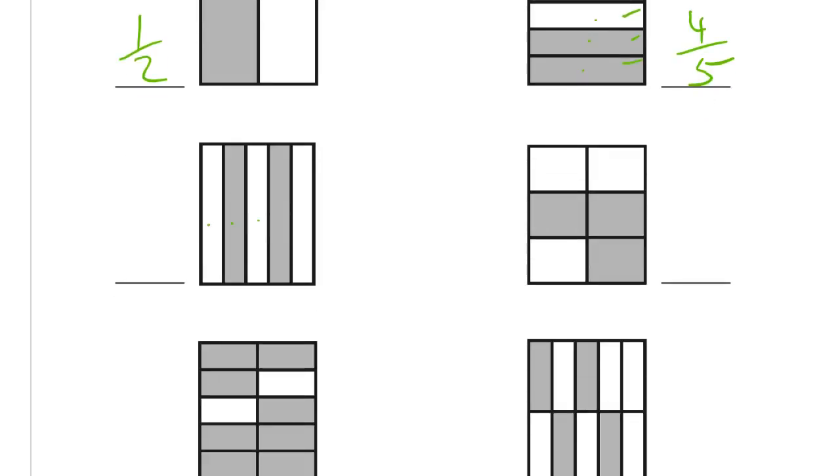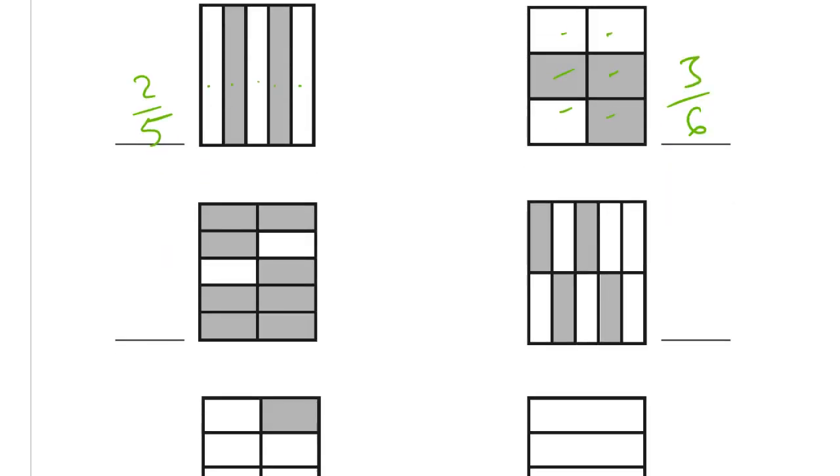This is 1, 2, 3, 4, 5 parts and 2 are shaded. So it's 2/5. This has 6 equal parts and 3 are shaded. So it's 3/6. This one has 1, 2, 3, 4, 5, 6, 7, 8, 9, 10 equal parts, and only 2 of them are not shaded, so that's 8/10.